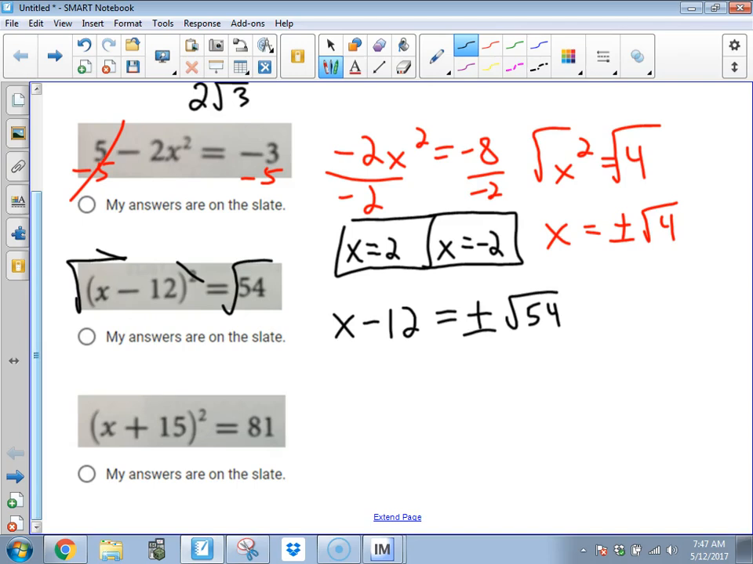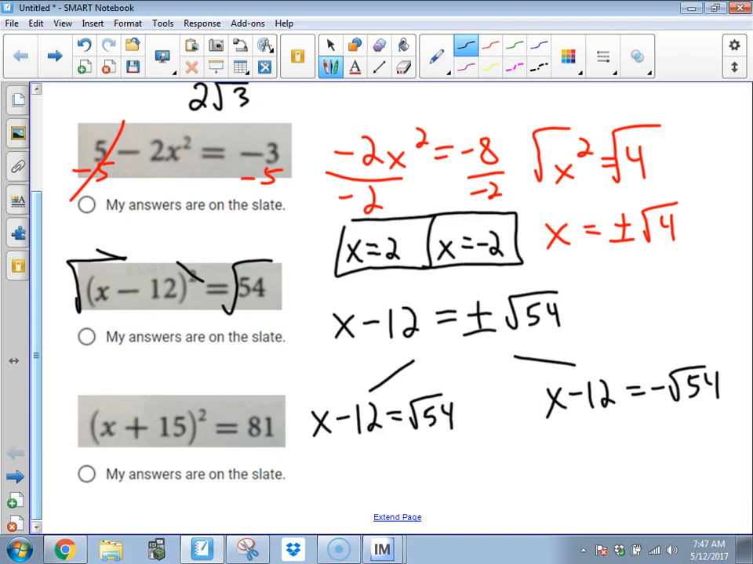There are 2 different situations that you have here. One with the positive square root of 54, one with the negative square root of 54. So this is what you do. Once you get to this spot right here, it's best to separate it to 2 different problems. One where you have x minus 12 equals square root 54, and one where you have x minus 12 equals negative square root 54. 2 different situations, one with the positive, one with the negative.